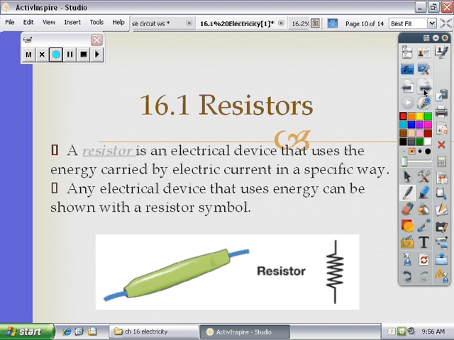A resistor is an electrical device that uses the energy carried by the electric current in a specific way. Any electrical device that uses energy can be shown with a resistor symbol. So it's using the energy.